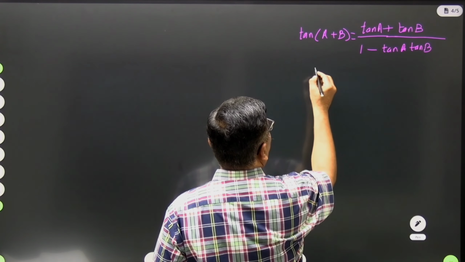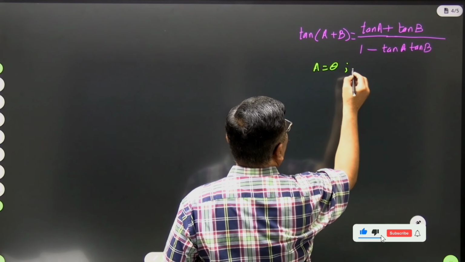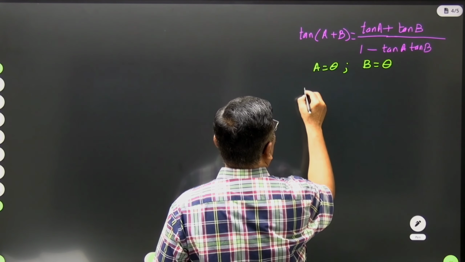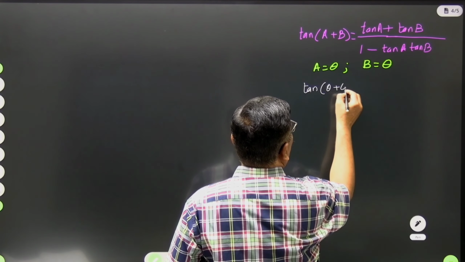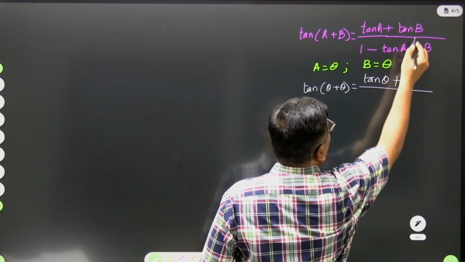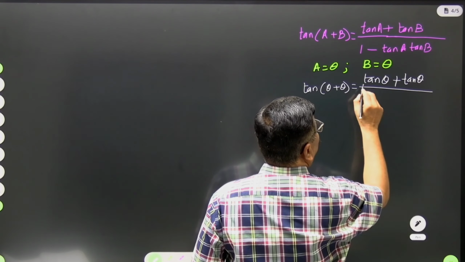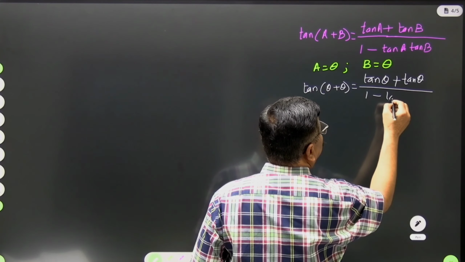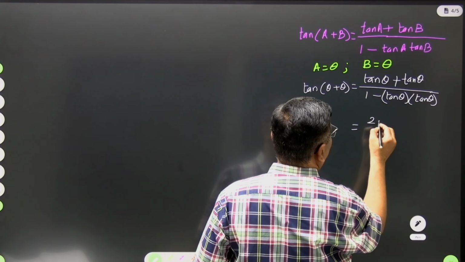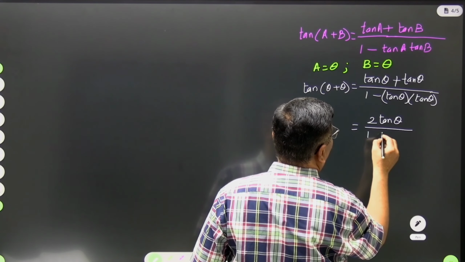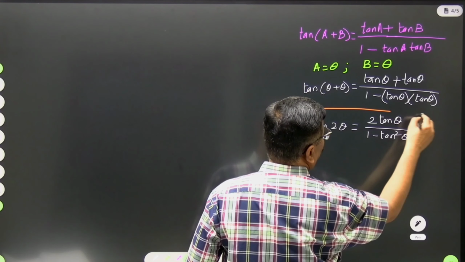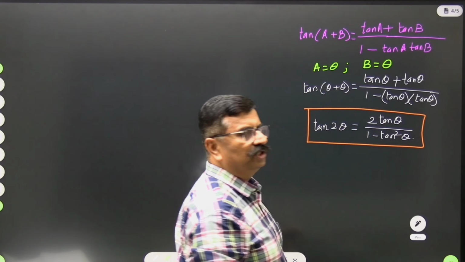Now, as in the previous case, let angle A be equal to theta and angle B also equal to theta. So therefore, we will get now tan theta plus theta is equal to, angle A is equal to theta and angle B is also equal to theta. So tan theta plus tan theta divided by 1 minus tan theta into tan theta. So therefore, this is 2 tan theta divided by 1 minus tan square theta. So the formula for tan 2 theta is 2 tan theta divided by 1 minus tan square theta.